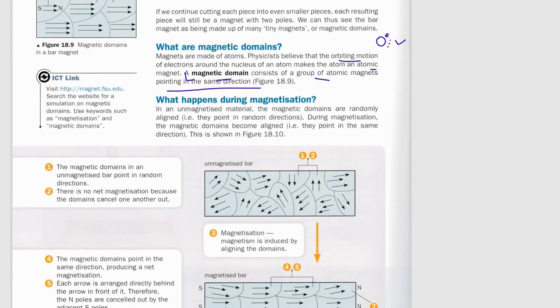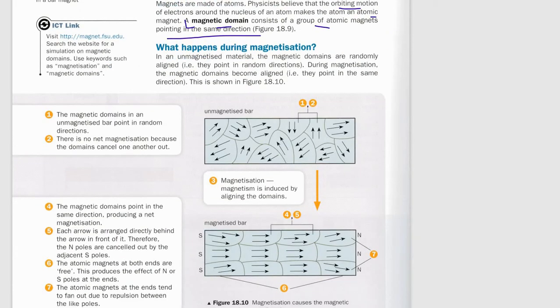Now let's talk about what happens when you magnetize a steel bar. Just now we talked about magnetic domains, which have the same directions within them. In one element, different domains might have different directions. So what we have to do is organize them in the same direction so that they get a polarity. That is called magnetization. During magnetization the magnetic domains become aligned and point in the same direction.